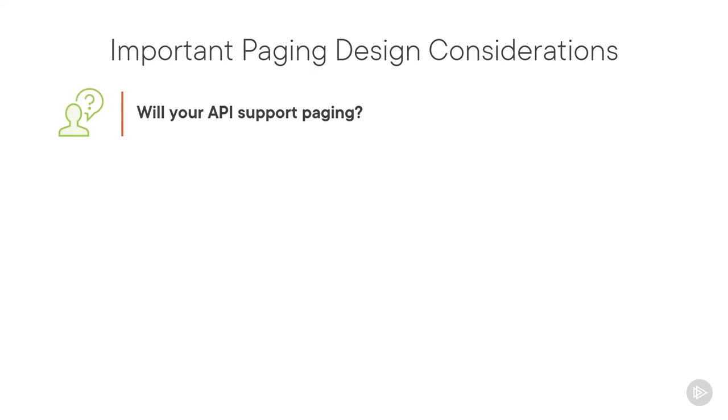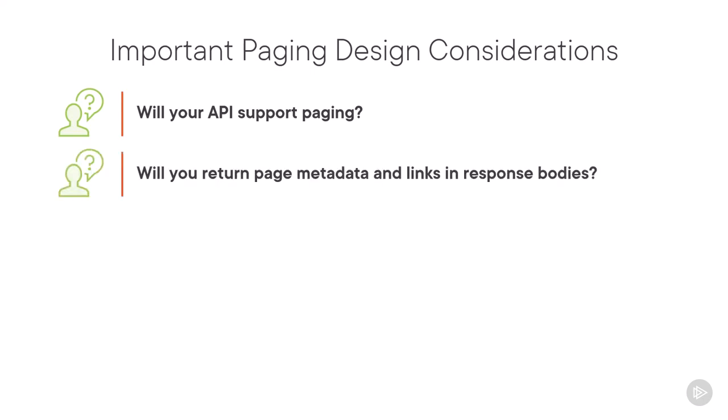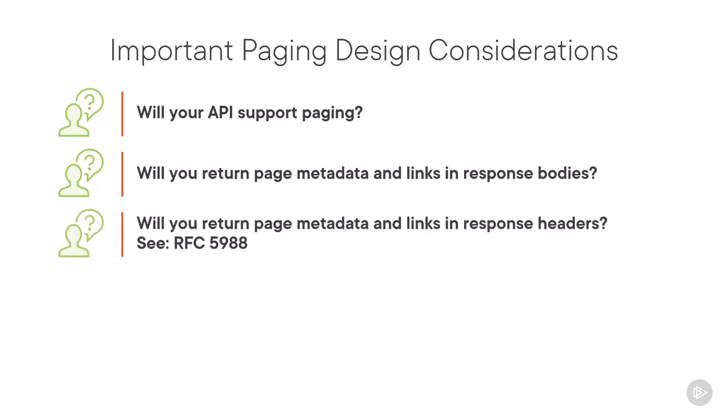I recommend you support paging from the start. The next question is if you want paging data to be a part of your response model and returned in the body of your responses. Alternately, you can return paging metadata and links in response headers. My recommendation is to use response headers like GitHub does. This is supported by web standards described in RFC 5988 as well.